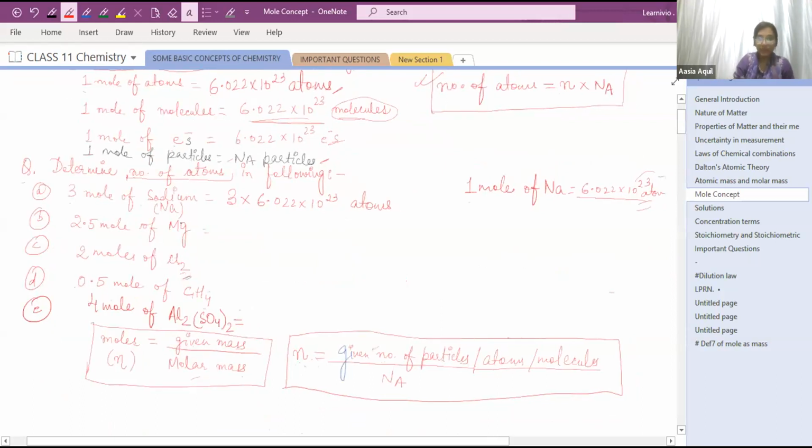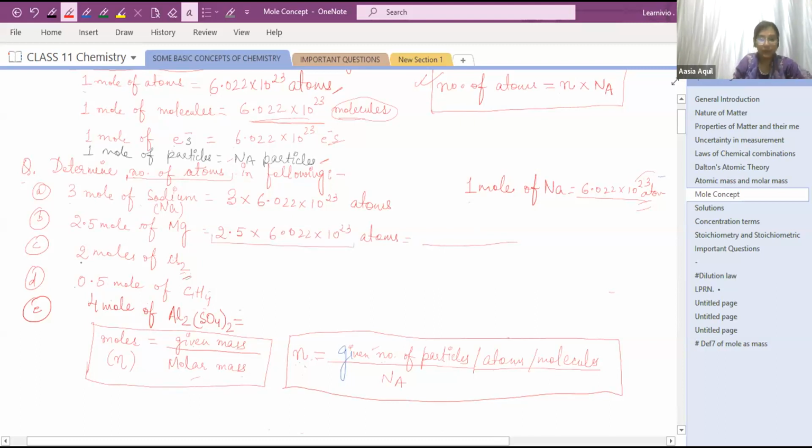Second question. Now just tell me, what is the number of atoms in 2.5 mole of magnesium? 2.5 into 6.022 into 10 raised to the power 23. So 15.055 into 10 to the power 23 atoms of magnesium are there, right? I'm not calculating it, right? I'm not writing the proper answer, but in exams, you have to calculate it and write down the proper answer, the total number of atoms over here.